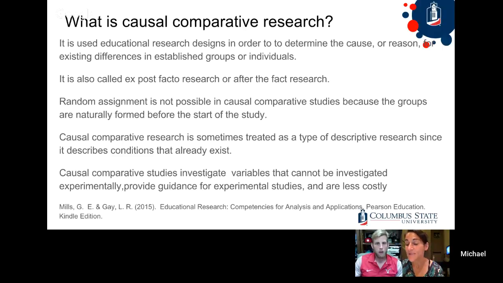Causal comparative studies investigate variables that cannot or should not be investigated experimentally, facilitate decision-making, provide guidance for experimental studies, and are less costly. In causal comparative research, a researcher selects two groups of participants, the experimental and control groups, but more accurately referred to as comparison groups. Groups may differ in two ways. One group possesses a characteristic that the other does not, or each group has a characteristic but to differing degrees or amounts. Definition and selection of the comparison groups are very important parts of the causal comparative procedure.